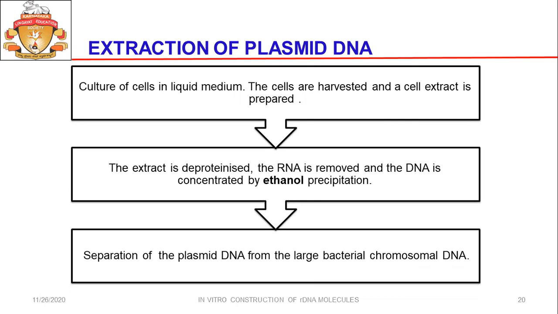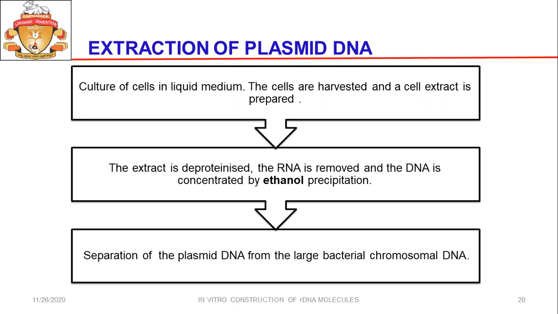Now we're going to extract the plasmid DNA, into which we're going to introduce our gene of interest. So for this, we are taking the culture of cells in a liquid medium. We're going to harvest and the cell extract is prepared. Now the cell extract is deproteinized and RNA is removed. So we're going to remove the protein and RNA, and the DNA is concentrated by ethanol precipitation, as I already said. Now that we've got the bacterial cell, it has both plasmid DNA and the bacterial chromosomal DNA. Now our duty is to remove only the plasmid DNA for our experiment.